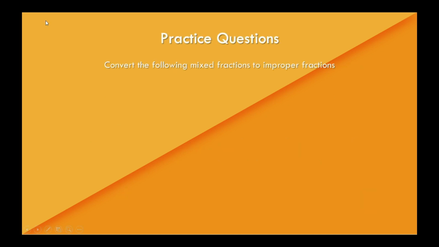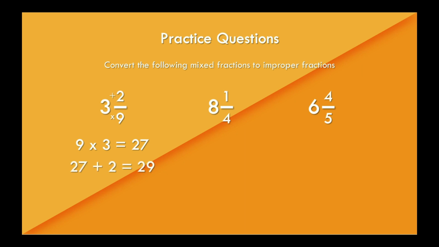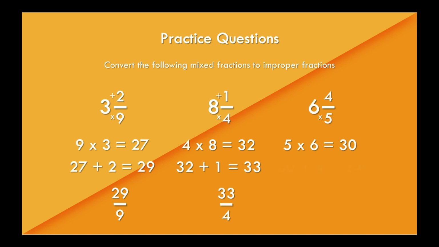Alright, let's get into the final set of practice questions. So, to begin, we know that we multiply the whole number with the denominator. 3 times 9 gives us 27, plus 2 makes it 29, giving us an answer of 29 over 9. Then 8 times 4 gives us 32, adding 1 makes it 33, giving us a final answer of 33 over 4. Finally, 6 times 5 is 30, plus 4 is 34, giving us 34 over 5.